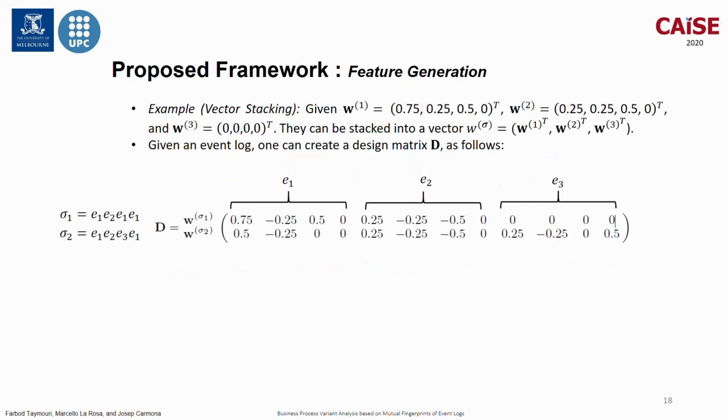So when the wavelet coefficients are computed for each event, they can be stacked up into a longer vector that shows a numerical representation of the input data. Next, we can create a design matrix D, where each row is related to each trace and columns correspond to the wavelets.